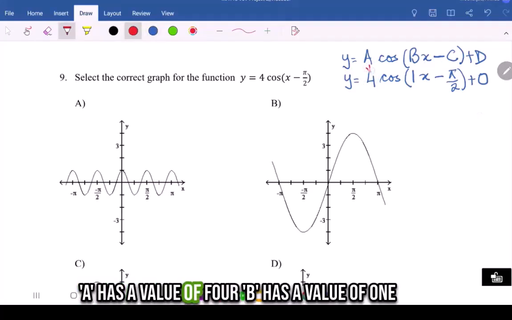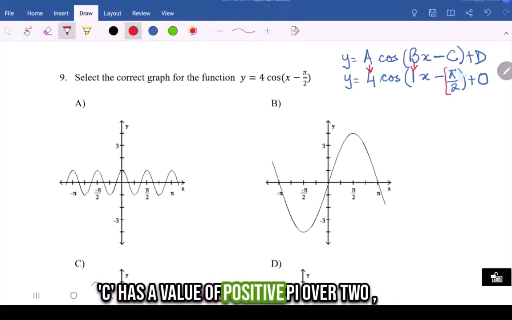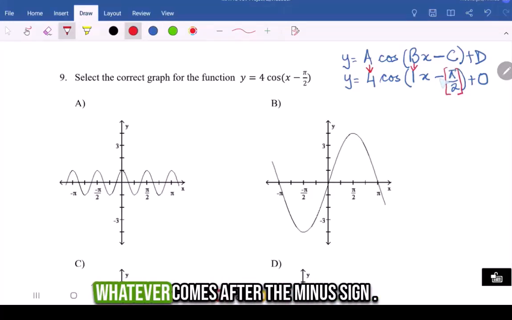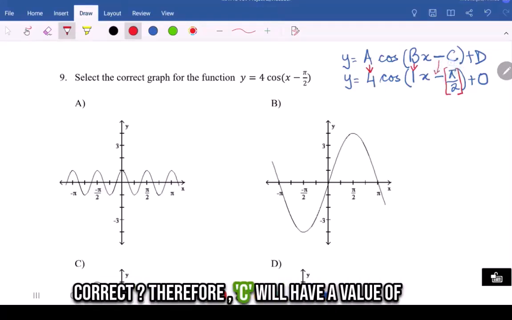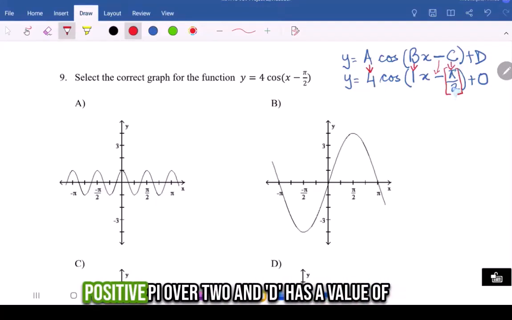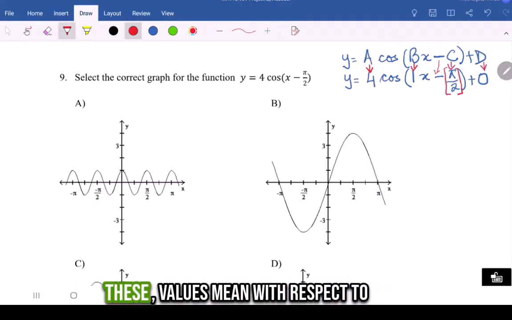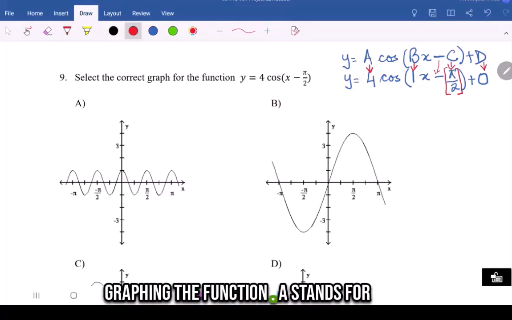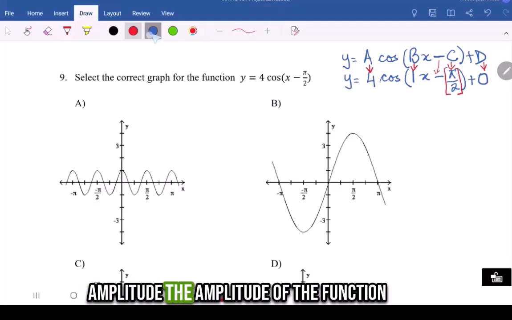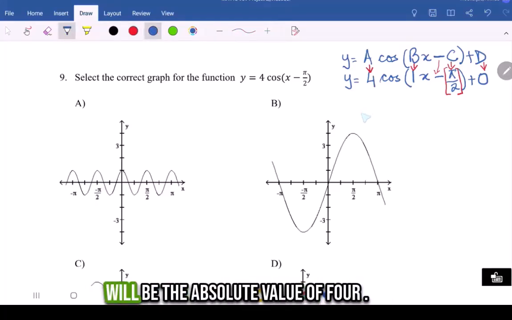A has a value of 4, B has a value of 1, C has a value of positive pi over 2, whatever comes after the minus sign, correct? Therefore, C will have a value of positive pi over 2 and D has a value of 0. Now let's put together what each of these values mean with respect to graphing the function. A stands for amplitude. The amplitude of the function will be the absolute value of 4, correct?